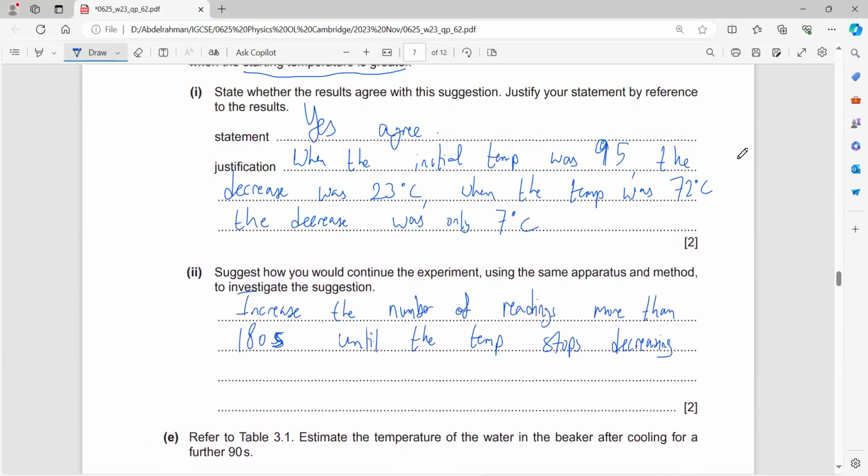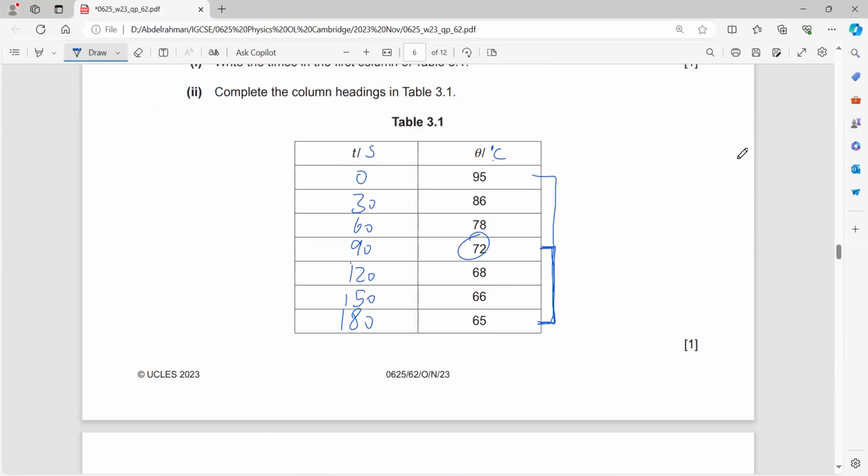If I leave the water for 90 more seconds, what do you think the temperature should be? Around what temperature? Initially it decreased 23 degrees Celsius, and then it decreased 7 degrees Celsius. Yeah, but how much should it decrease after 90 more seconds?